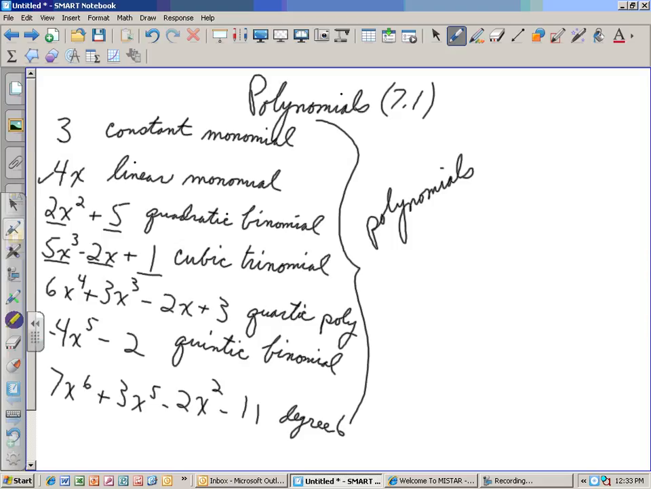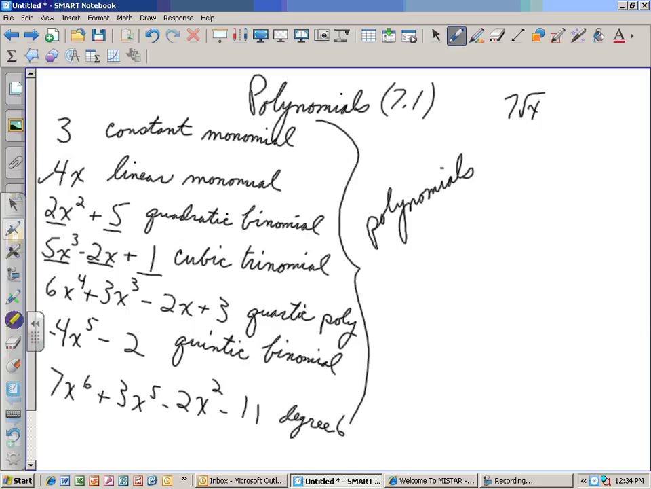But everything from linear to something to the 5th power, there's names that we call those. Linear, quadratic, cubic, quartic, and quintic. Monomial, 1 term, binomial, 2 terms, trinomial, 3 terms. Anything more than 3 terms, it is simply a polynomial. Okay? And those are all examples of polynomials. Any questions on that?